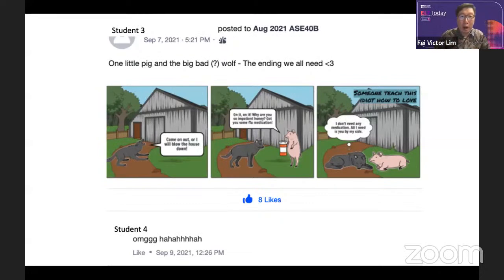Here, rather than positioning the wolf as someone that wants to attack the pig, the student positions the wolf as having a relationship, likely a spousal relationship, with the pig, right? The reason he wanted to blow the house down was because he was sick. He wanted some flu medication, and the student used this opportunity to reflect on how we express love differently.